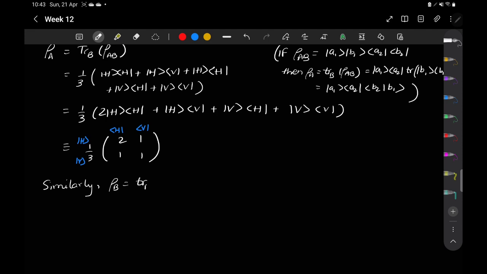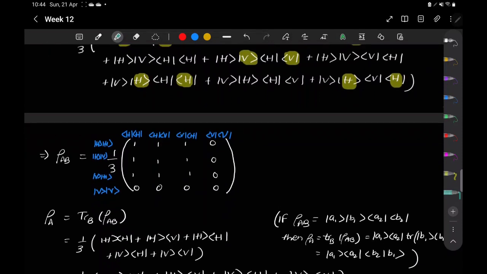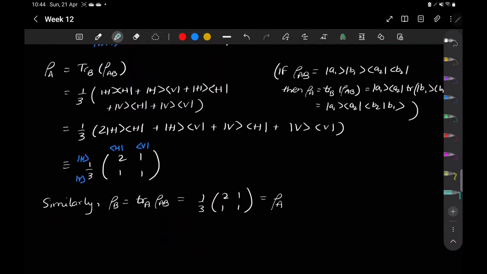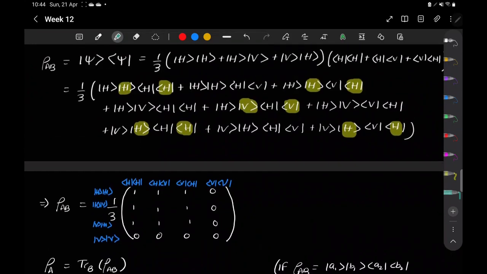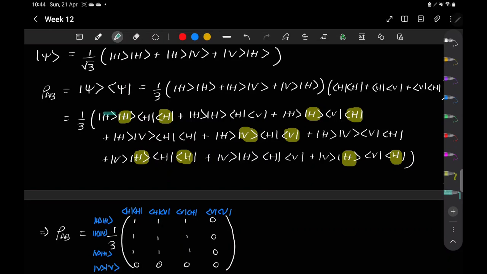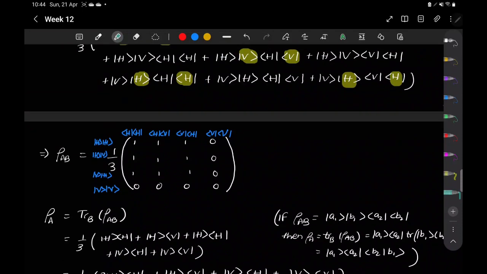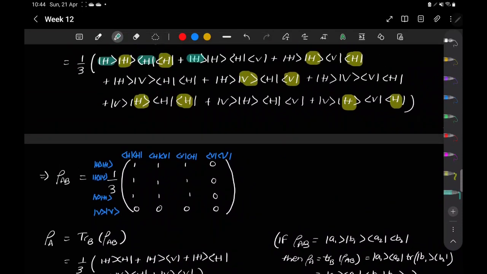row B will be trace of A over A for row AB, and this also comes out to be the same. And again you can see, let me highlight. This time we are taking trace over system A. So dot product of A1 with A2 we need to see. So A1 with A2, so this survives giving me HH. Then this survives giving me HV.